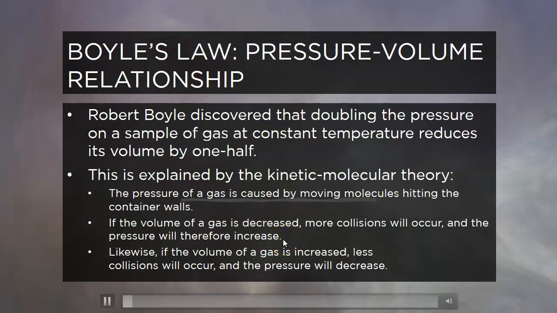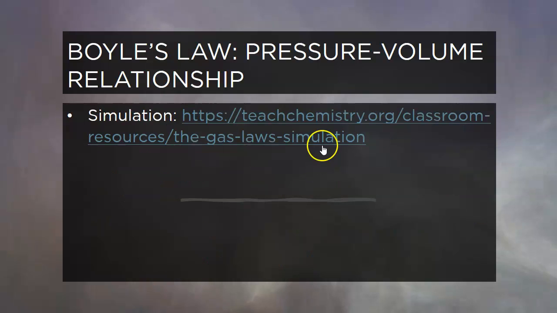So it'd be like in the room example, if everybody's moving around randomly and I push the wall closer and closer in, we're going to see an increase of pressure. On the other hand, if I double the size of the room, there's not going to be as much collisions between the people in the room if they're all walking around randomly. So I actually have a simulation to show this.